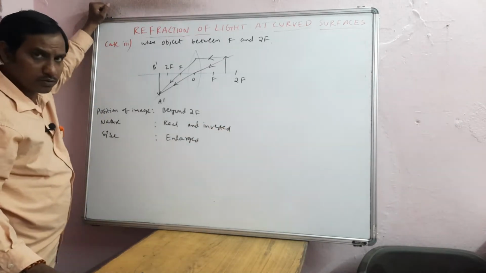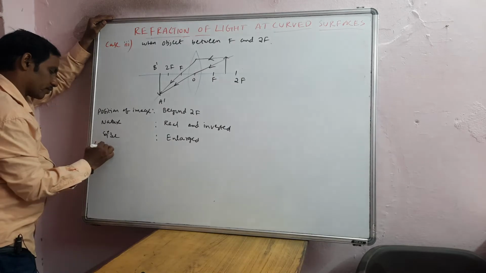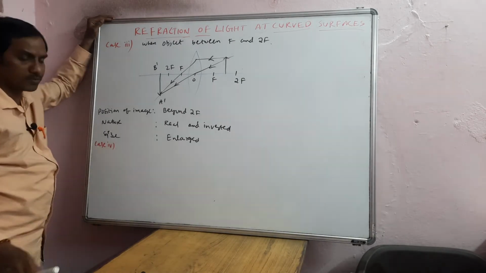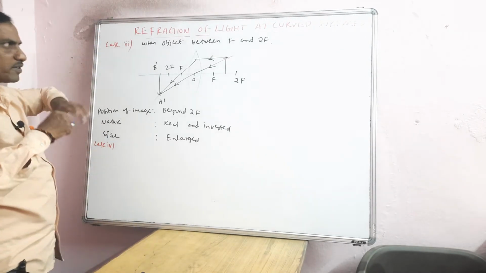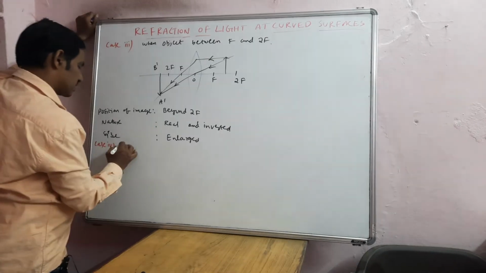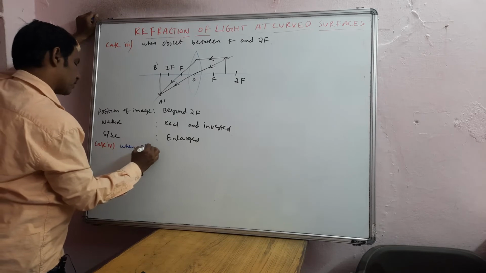Now case 4 we will do. Case 4 is, for example, you are taking the object at 2F. See, in this case generally the image will be of the same size as that of the object.